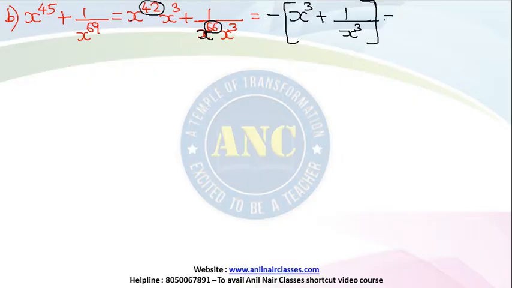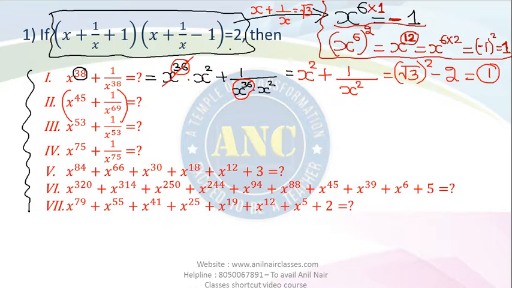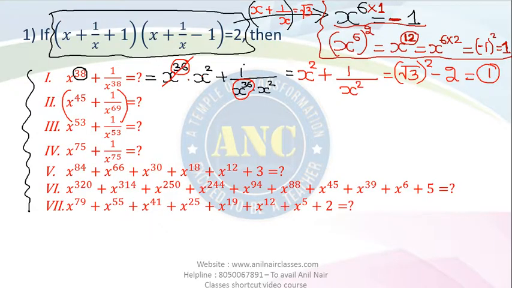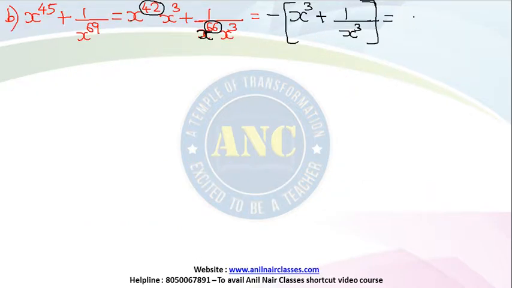That means in simple language, I know the value of x plus 1 by x in this question as root 3. Finding out x cube minus 1 by x cube value, x cube plus 1 by x cube value is not at all a difficult task. In fact, you don't even have to find. We know a very simple property. If x plus 1 by x is equal to root 3, x cube plus 1 by x cube will be equal to how much? 0 with a negative sign. There is nothing called as minus 0. It is nothing but 0. I hope the idea for the second question is very clear for you people.